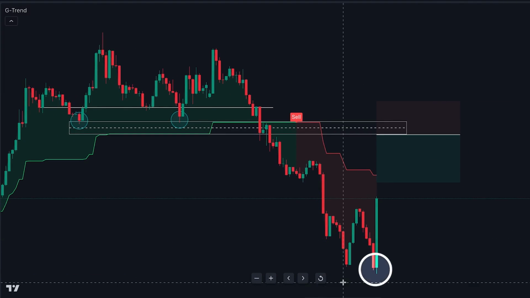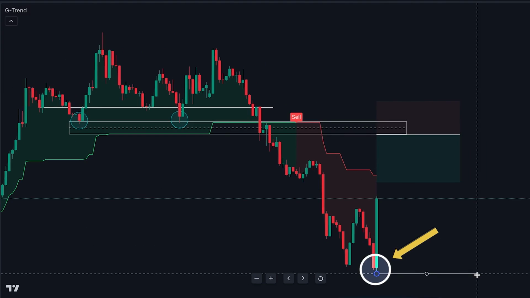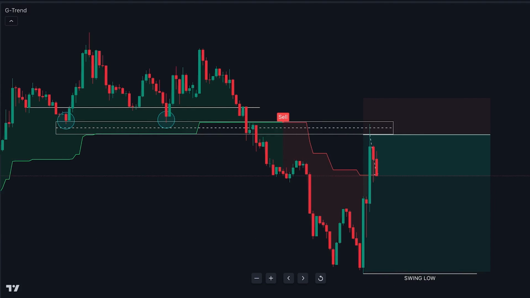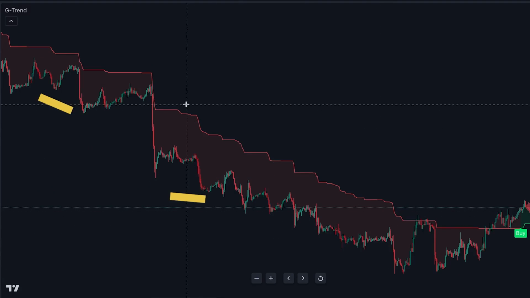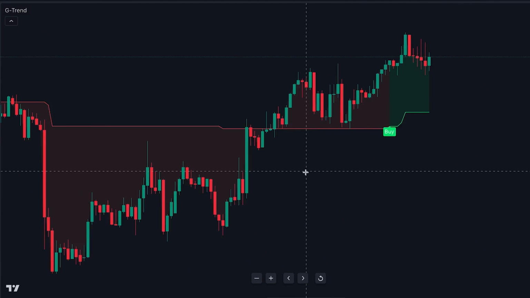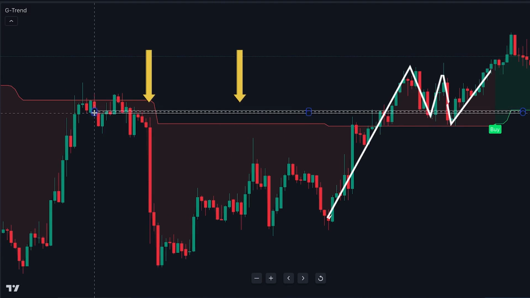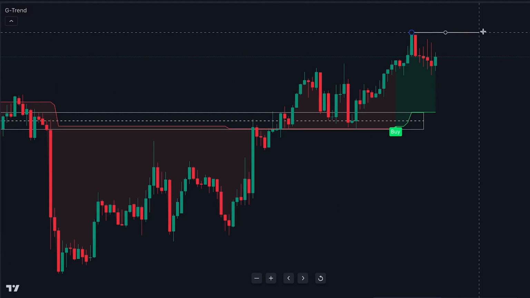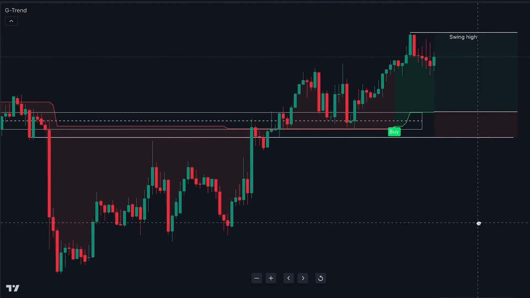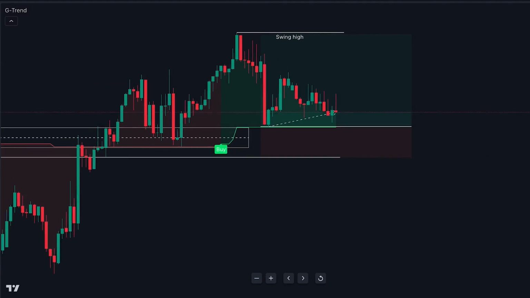From this high, we can see that this is the recent swing low, so we will draw a line across from here as well. For buys, it is the opposite. Price shifted from bearish to bullish, and we can see that the previous level was maintaining strongly. We will highlight that region. Also highlight the swing high. Create a pending order at the level and target the recent swing high.